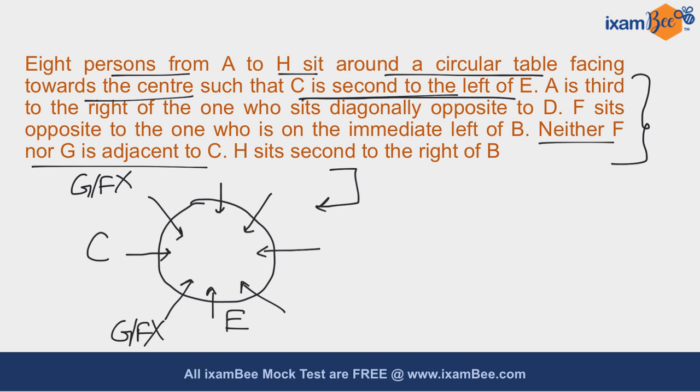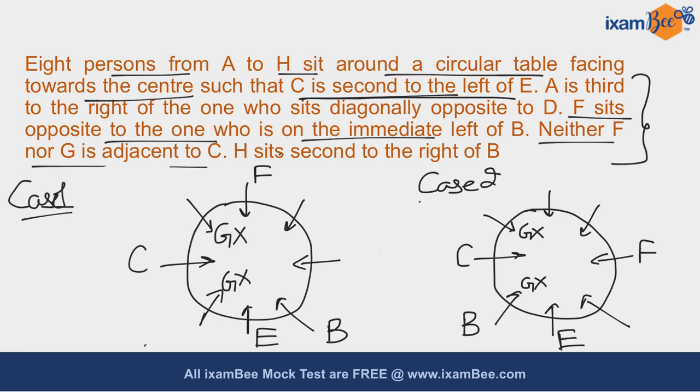Now it is given to you that F sits opposite to the one who is on the immediate left of B. So the only possibilities where we can place F are this or this. We can't place F over here, neither over here, because we have to place F in such a way that it is opposite to the one who is on the immediate left of B. So only possibilities are this. So accordingly we will form two cases. So accordingly we'll have these two cases.